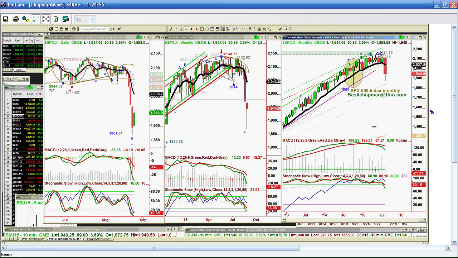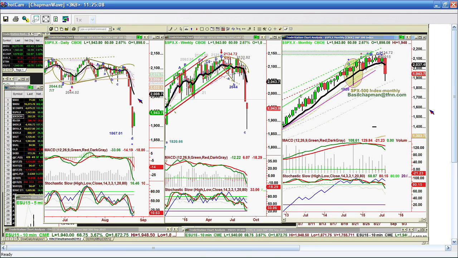So my thinking here is the 9-period moving average of 2,037 in the monthly is just way too high. The weekly chart is 2043, still way too high, and 2008 is the 9-period. I'm not sure we're going to get there just yet.